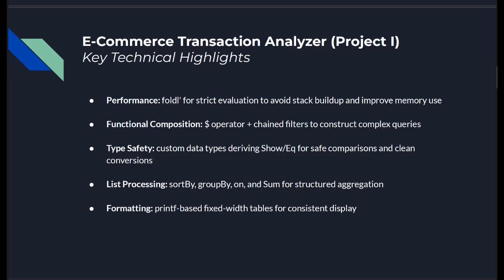Performance-wise, we used foldl' instead of the lazy foldl version, so the program doesn't build up large chunks in memory. And throughout the project, like you were asking about, we used lambda functions, especially inside our filters and our folds, to express quick pieces of logic like \t -> category t == cat. It keeps the code compact while also being readable.